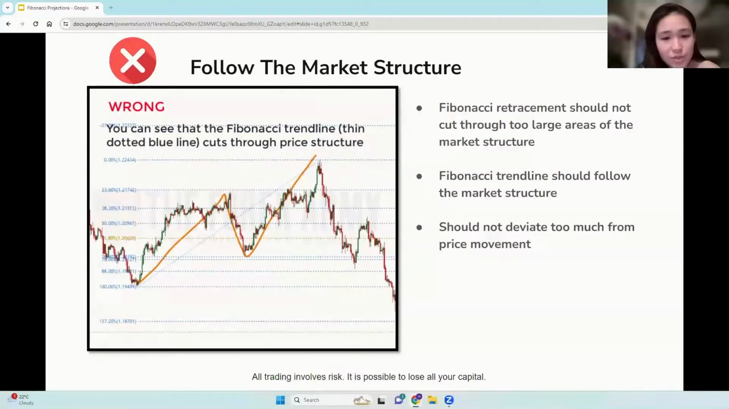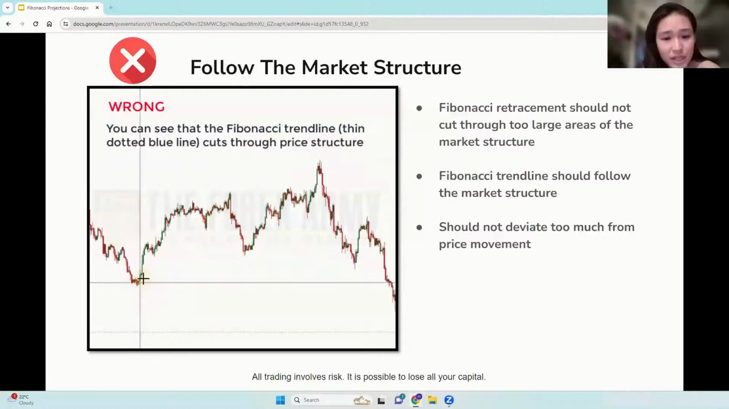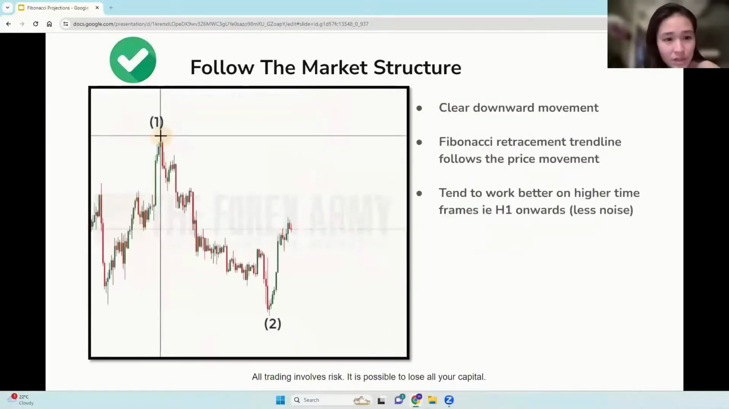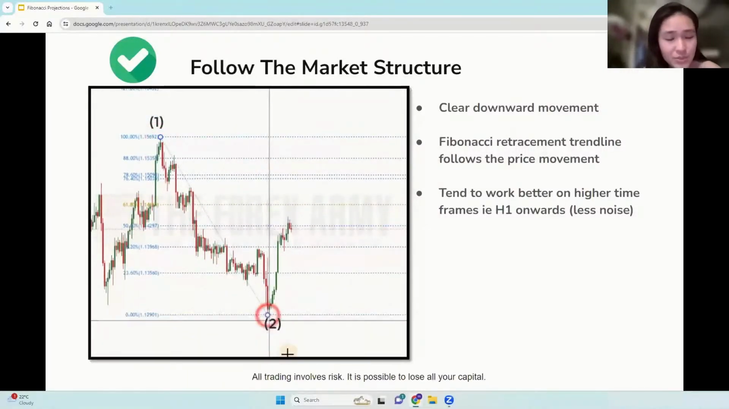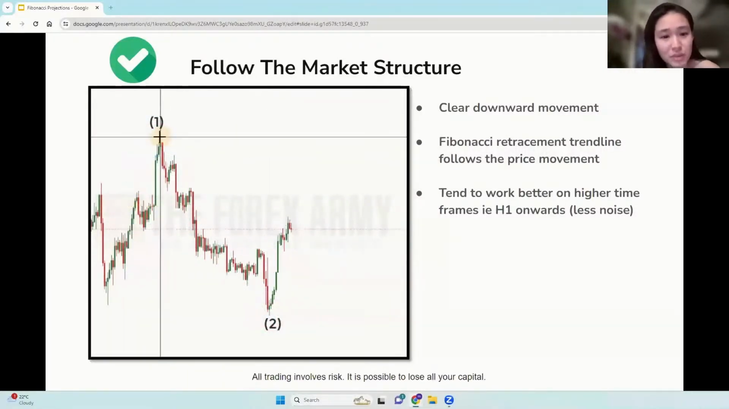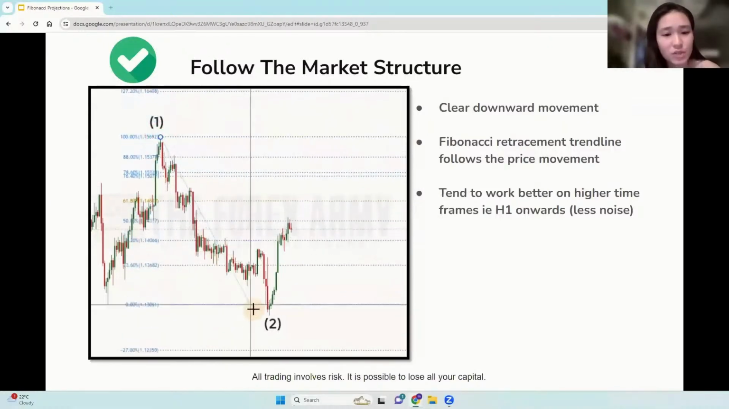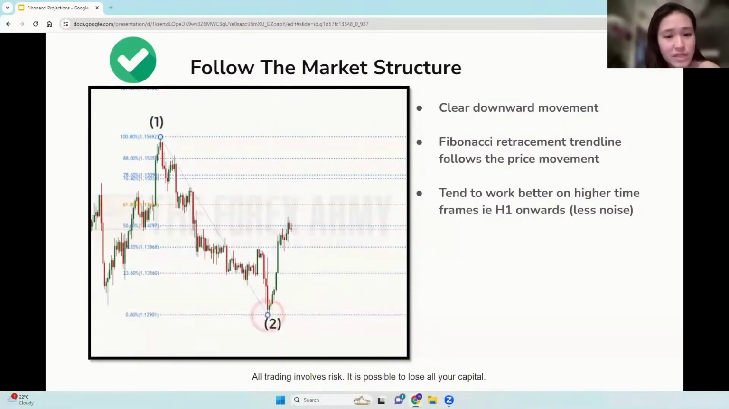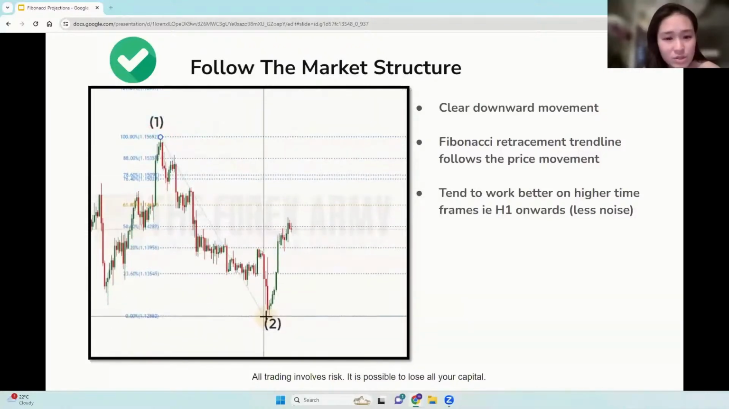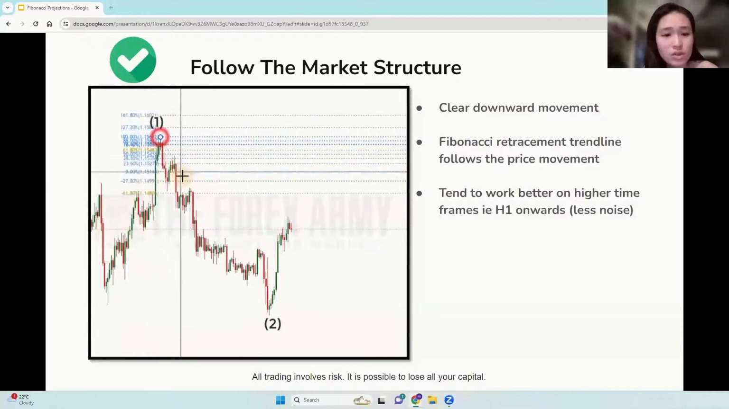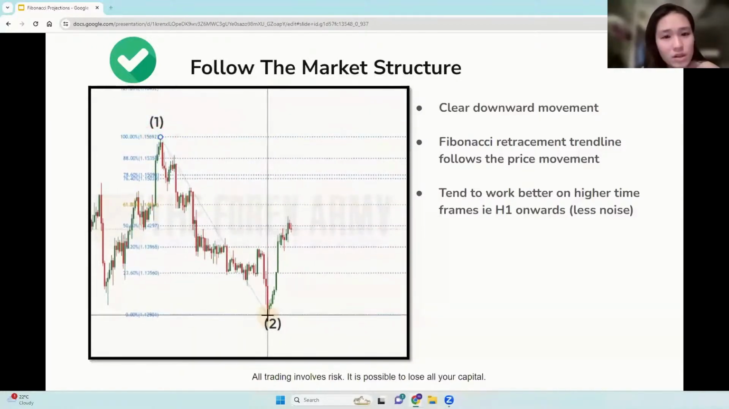So when drawing your trend line, you want to follow price movement and not deviate from it too much. Something like this, you want to pick market structures with clear upward or downward movement and something that follows price movement. This works better on higher time frames, as there tends to be less noise. Higher time frames could be 1 hour, 4 hours, 1 day, 1 week as well.